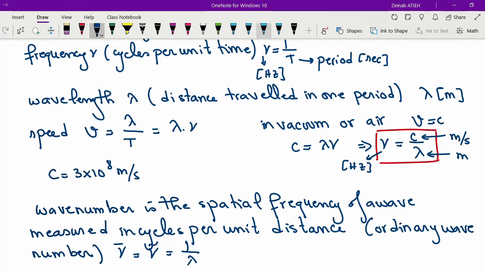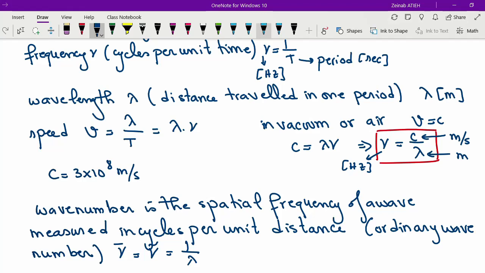Because it makes one cycle during a distance lambda. So I divide the number of cycles over the distance traveled, and I get the ratio: number of cycles per unit distance. Above, it makes one cycle during a time t. Here, it makes one cycle during a distance lambda. So this is the difference between the frequency and the wave number.